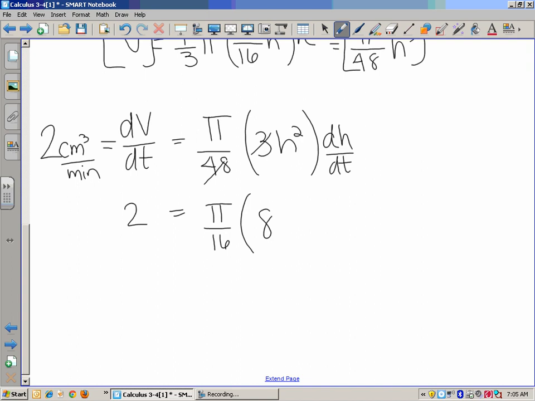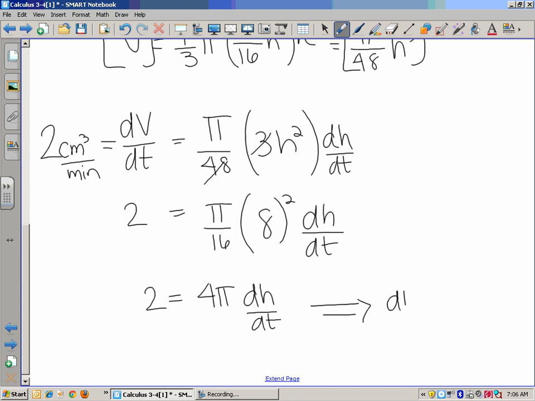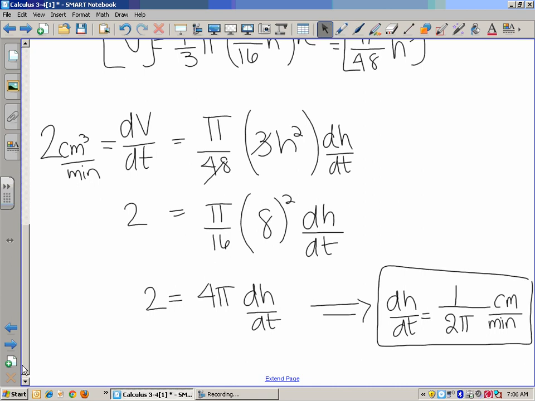So now I'm going to take 8 and square it because that was given in the problem. And now I want to simplify. So 64 divided by 16 is 4 pi. This is going to lead me to the rate at which the height is changing: 1 over 2 pi, and that's going to be centimeters per minute. I'm going to leave my answer in terms of pi, because that's just a pretty number, okay?